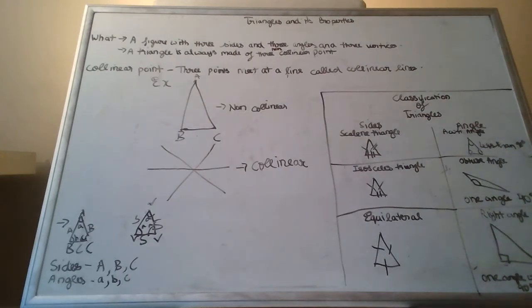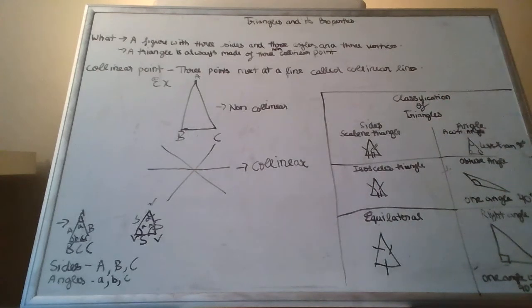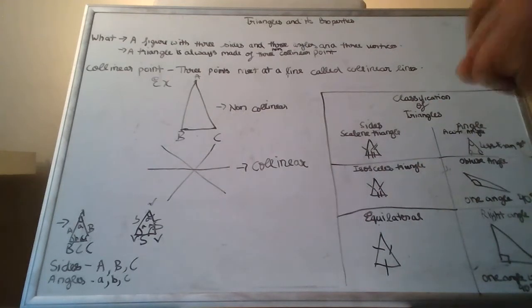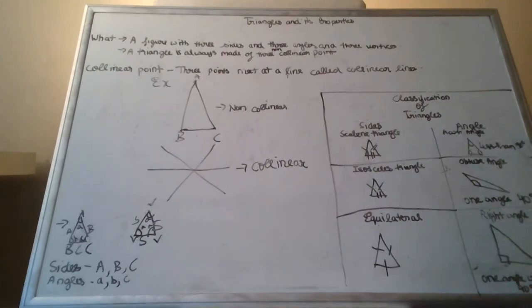Now, in a scalene triangle, all three sides are unequal. Understand this, put this in your mind. In an isosceles triangle, two sides are equal and one is unequal. And in an equilateral triangle, all sides are equal. So you remember this: equilateral means equal, all are equal.